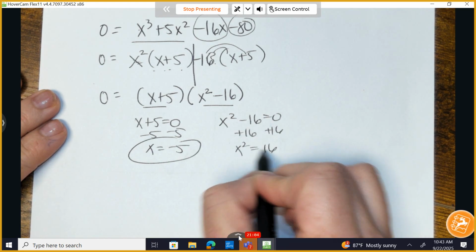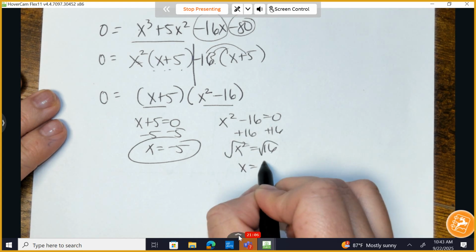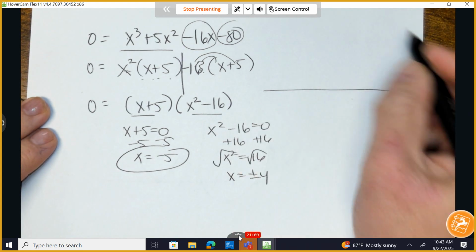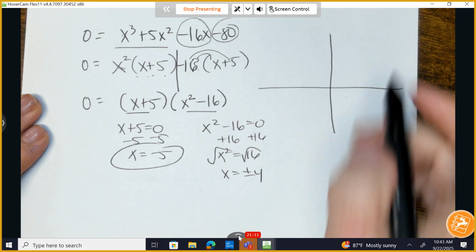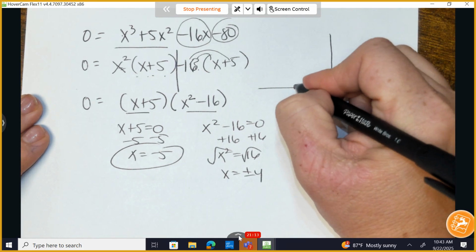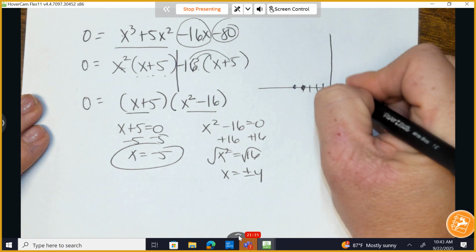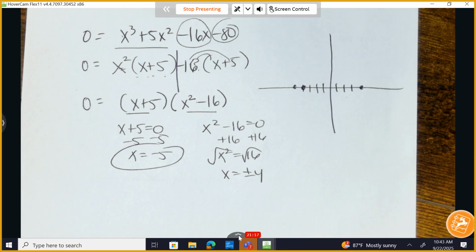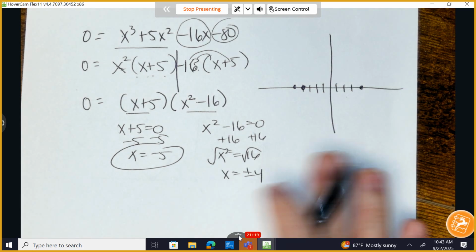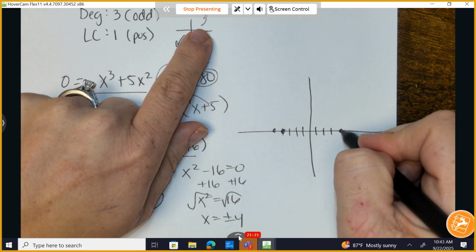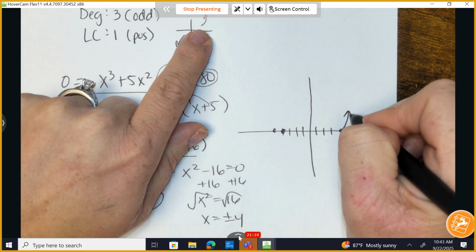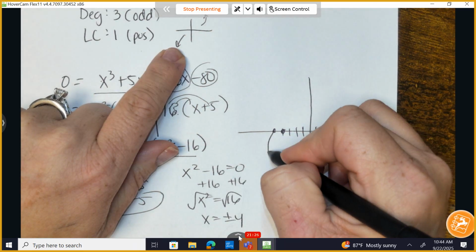And I have another answer of plus or minus 4. So I'm going to go to a graph, a very simple graph. I'm going to go over to negative 5, and to negative 4, and to positive 4. Are there any duplicates or triples here? No. Okay. On the very far right x-intercept, I go up. On the very far left x-intercept, I go down.